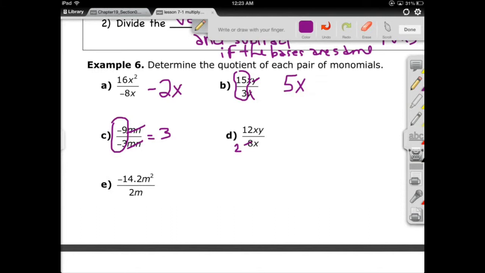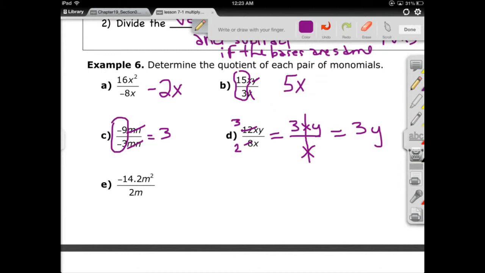Divide out 4, that becomes a 2, that becomes a 3. And let's just rewrite it, because I don't always have the room. 3xy over x. Just cancel out the x's. That leaves me with 3y. Not bad.